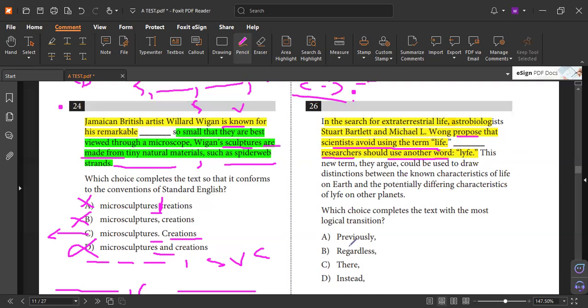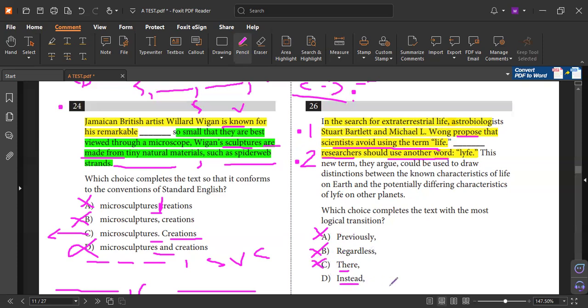But wait, "previously" means the second action happened before the first action. Because you said previously. Okay, this is the second one happened after the first one. So this is opposite. "Regardless" means the second one is opposite. It's not opposite. So letter B is wrong. "There" means the second action happened in a place mentioned in the first one, because it said "there" in the place. But this does not make sense. So letter C is wrong.